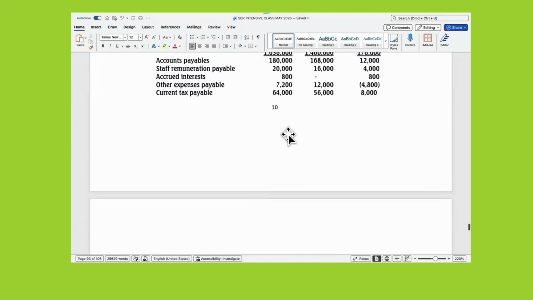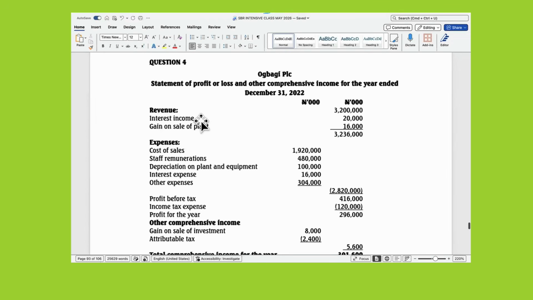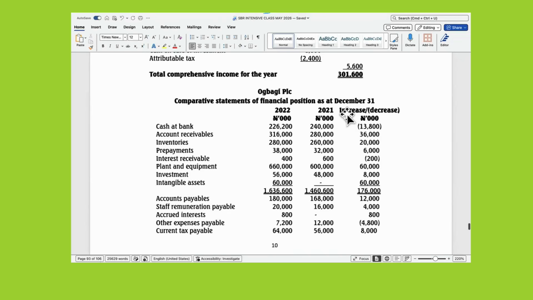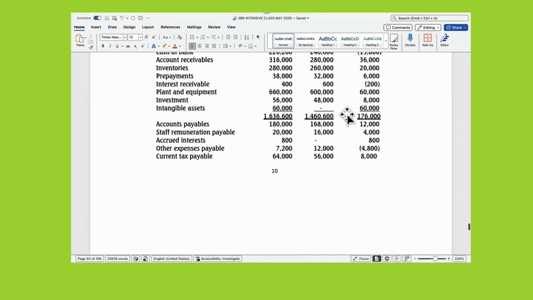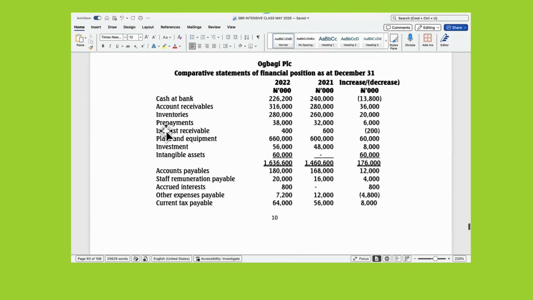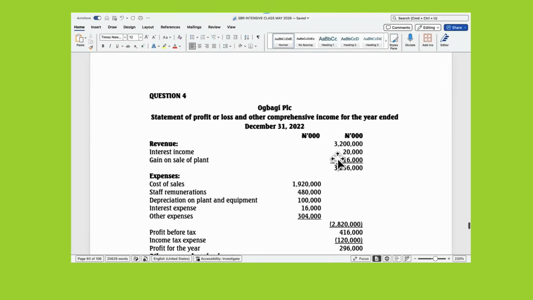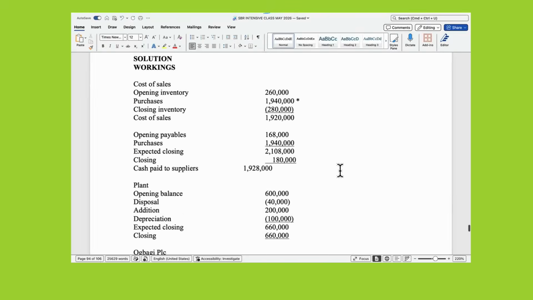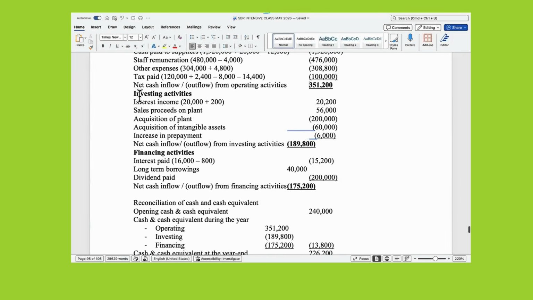For my investing, I deal with my interest income so that I won't forget. It is 20, but did I receive everything? I go to my assets. Yes, there was an interest receivable. So this one decreased by 200. That means I've received the whole of this year, and I'm also receiving part of last year because it decreased by 200. So this interest income will be 220,000 plus 200. And that is what I put under my interest income.